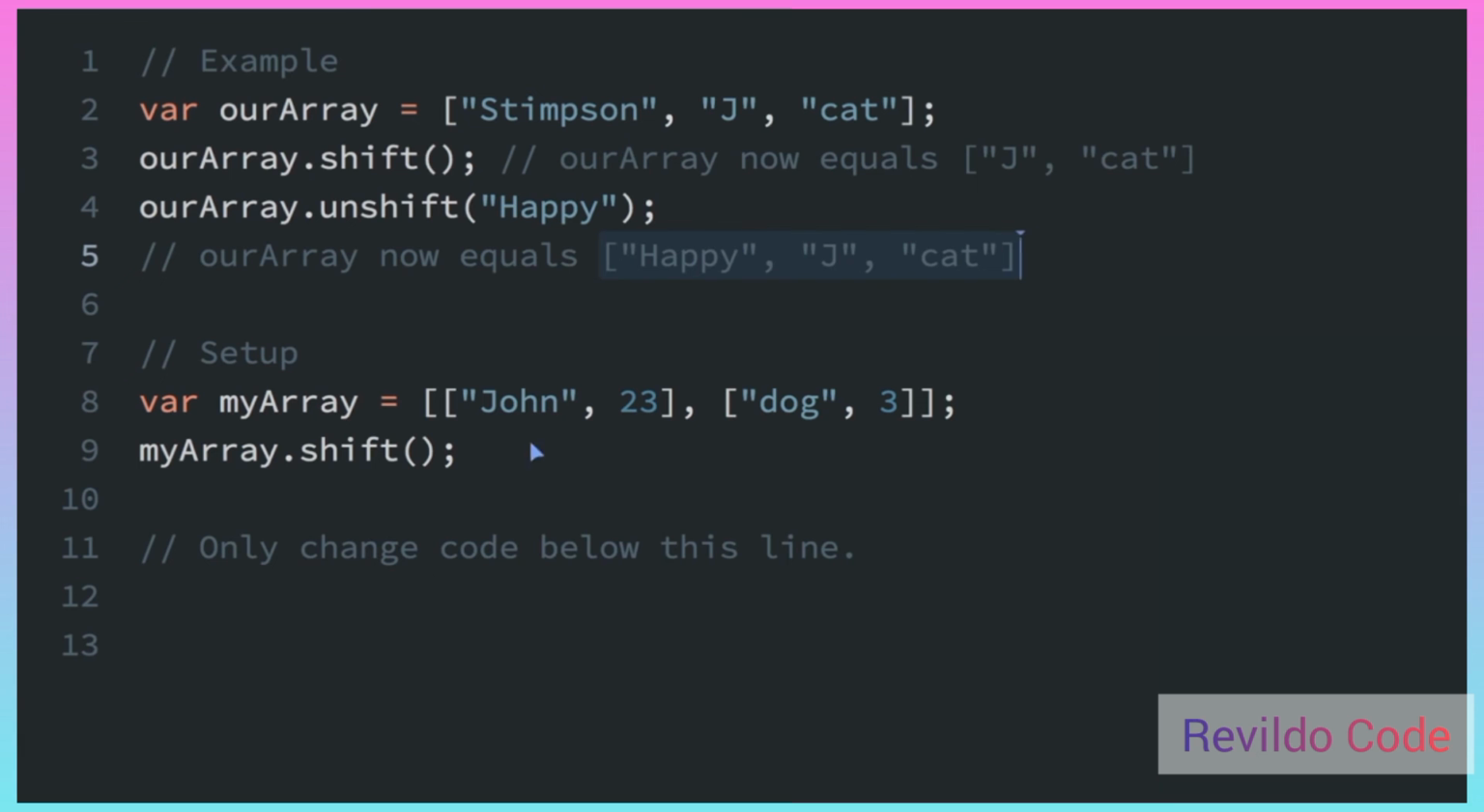So let's try again. This time the array is John 23, dog 3. Because of the shift, we've shifted off the John 23. And now I'm going to unshift something. So I'll do my array dot unshift. Now we're going to add something to the beginning of the array. We'll do Paul 35. So now the array is just going to be Paul 35 dog 3.